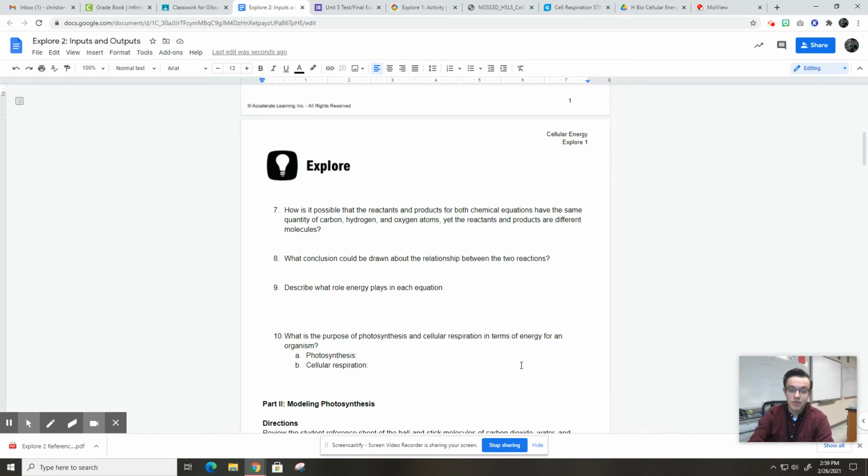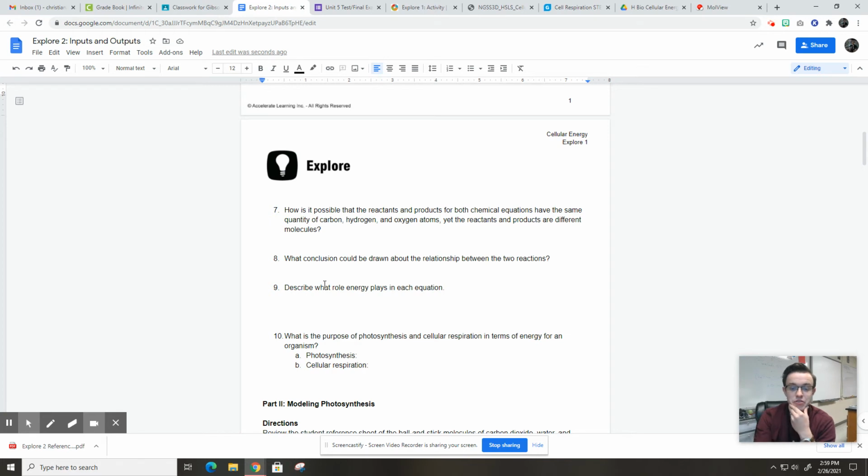All right, number 7, how is it possible that the reactants and products from both chemical equations have the same quantity of carbon, hydrogen, and oxygen atoms, yet the reactants and products are different molecules? So the molecules contain the same kinds of atoms, but they're just arranged differently in the reactants versus in the products.